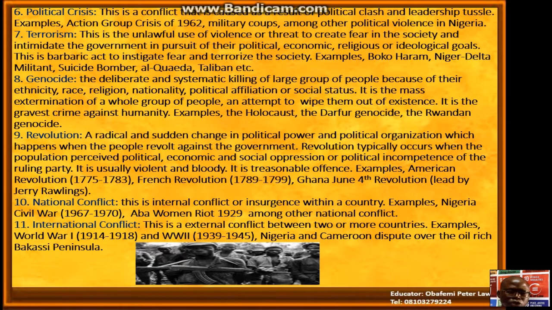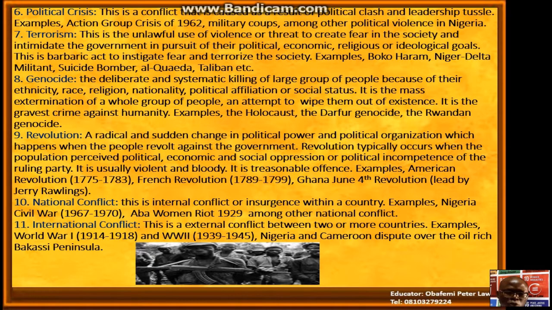So the next one is revolution, and revolution is a radical and sudden change in the political power and political organization, which happens when the people revolt against the government. And revolution typically occurs when the population perceives political, economic, and social oppression or political incompetence of the ruling party. Revolution mostly happens where there is widespread poverty and hunger in the society, where there is widespread unemployment, where things are not in order. Revolution always takes place there. And it is usually violent and bloody, and it is a treasonable offense.